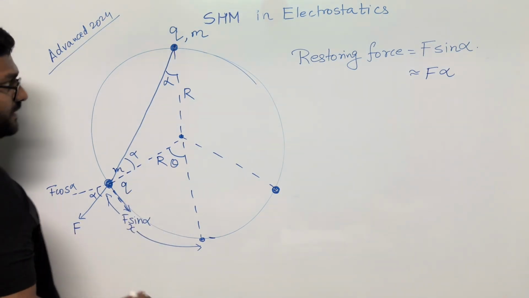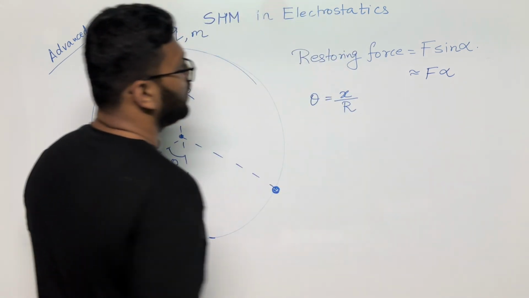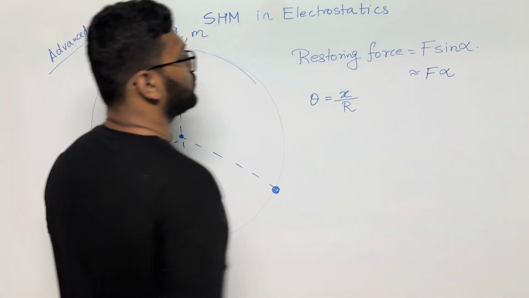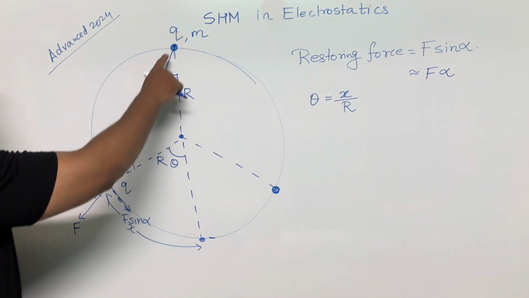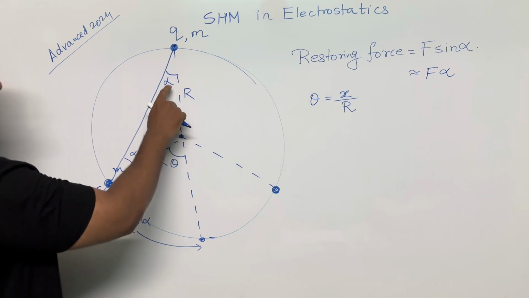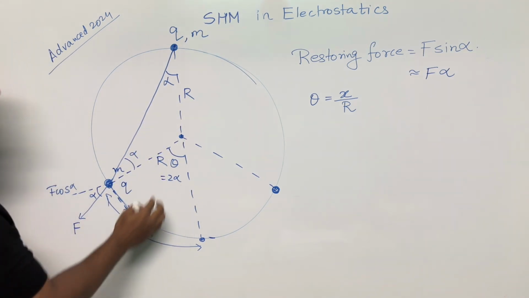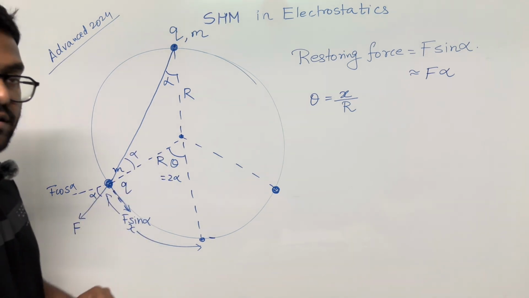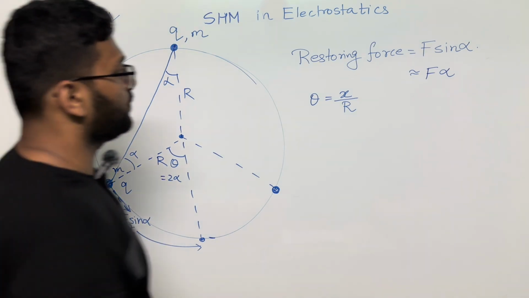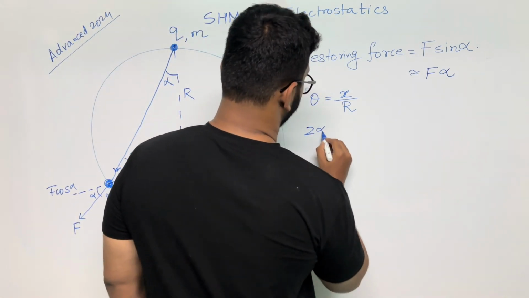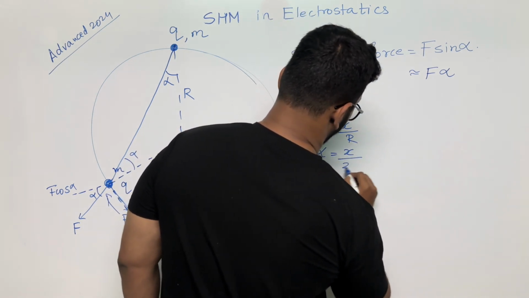Now theta can be written as x by r. What is the relation between these two? Then I can write the restoring force in terms of x. See, in this triangle, these two angles are alpha. So theta will be equal to 2 alpha. Why? Because it is an exterior angle of that triangle, and the exterior angle is the sum of the interior angles. So theta is 2 alpha, so I can write 2 alpha equals x by r. From here alpha can be written as x by 2r.